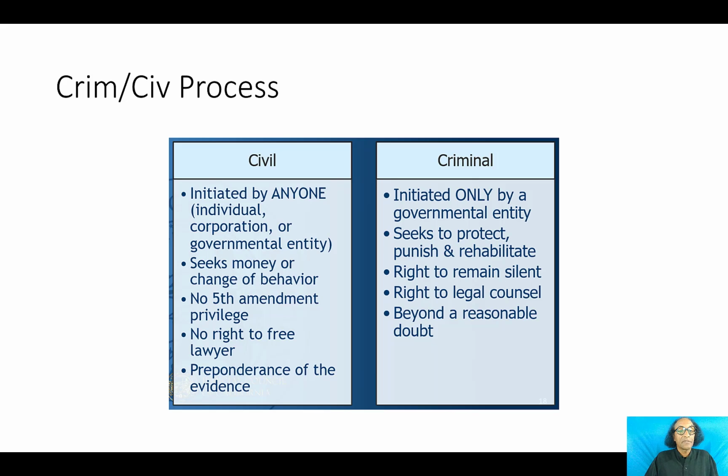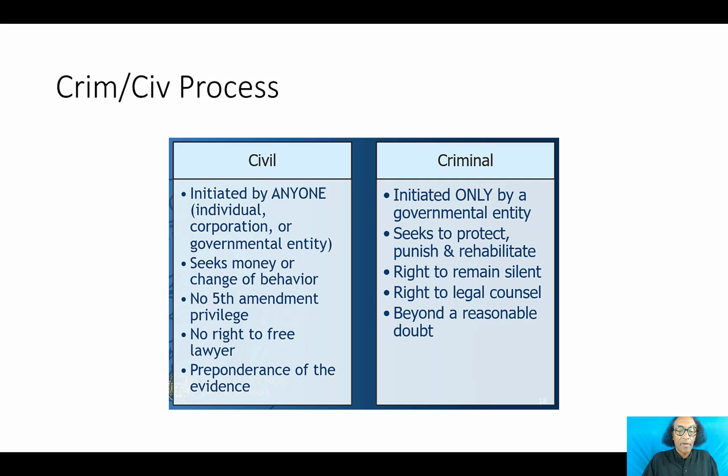Now let's look at the criminal and civil process. The state level we will look at in subsequent slides, but generally in civil cases, anybody can start a civil case. It could be an individual, a corporation, or a governmental entity. And in the vast majority of cases, they're seeking some kind of money damages, or they want some kind of change in behavior. What that means very simply is that the court will issue some kind of a restraining order or an injunction. They're not going to give them any money, but they will stop some conduct that they do not wish to have continue.